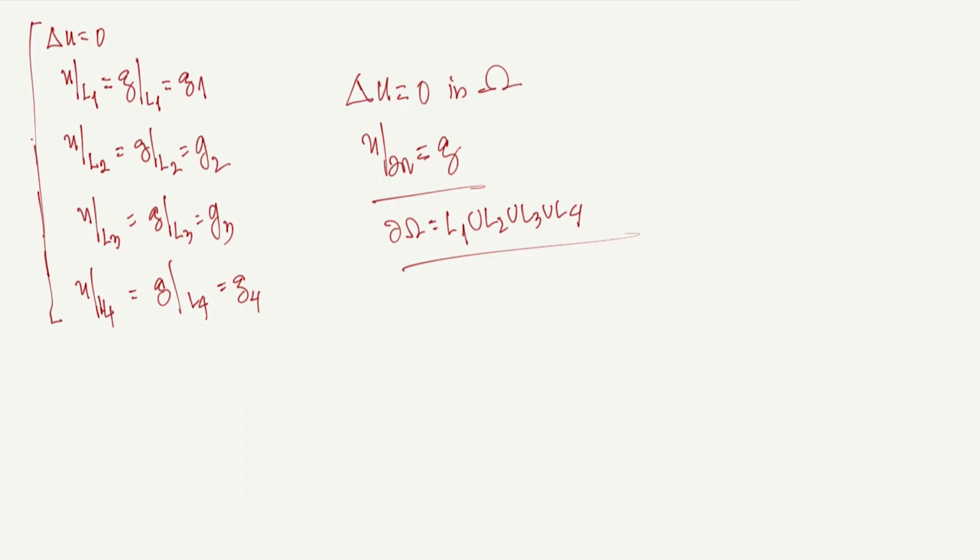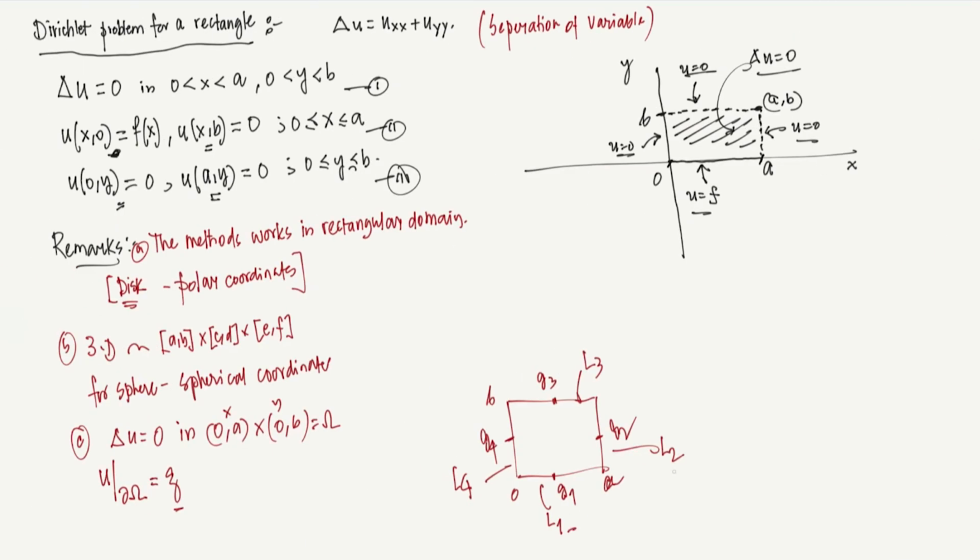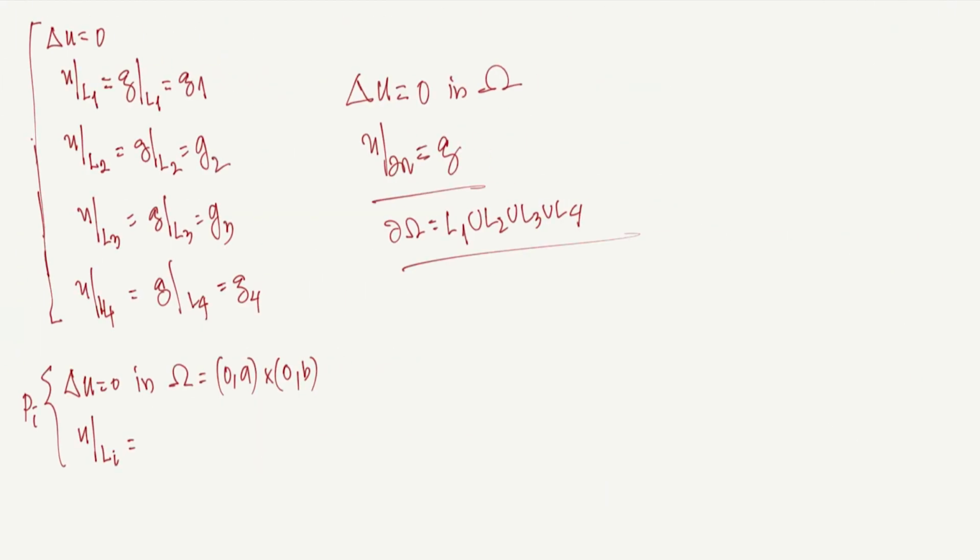Now you see, let's say that Laplacian of u equals 0. Let's call this, maybe, Pi. And in this interval, omega is 0a cross 0b. Clear? And I am saying that u restricted to the line Li can be this line, this line, this line, or this line. So basically, i between 1, 2, 3, 4, any of these is essentially gi, right? For i equals, let's say, 1, 2, 3, and 4.